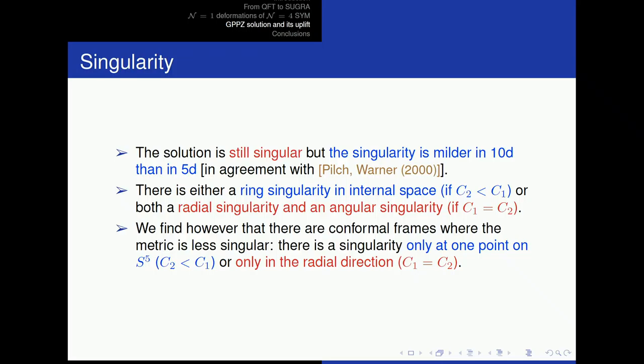But there is a curious observation that we made in the paper: if one considers different conformal frames, so we have scalar fields which are non-trivial, a dilaton and an axion, in general you can consider a new metric which is rescaled by these fields. Then one can make the metric almost completely regular. So for the case C2 less than C1, one can arrange that there is a singularity only at one point in 5D, and it's regular everywhere else. And in the case of C1 equal to C2, one can arrange that there is only a singularity in the radial direction. Now, what is the physics of these rescalings? I don't know. I think at this point it's just an observation.